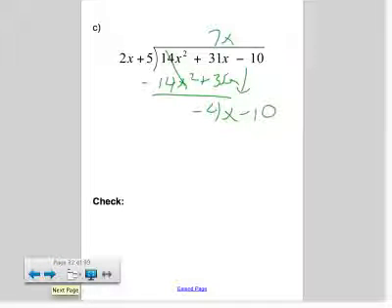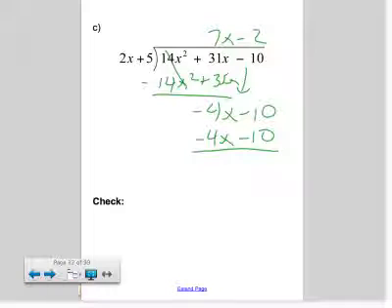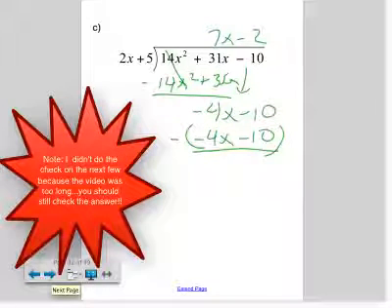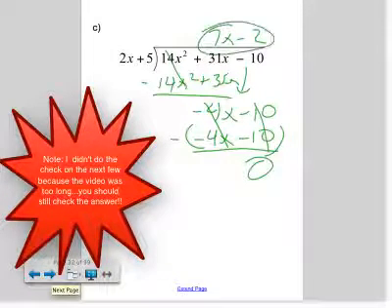2x goes into negative 4x negative 2 times. So I get negative 4x. And then negative 2 times positive 5 is negative 10. Okay, subtract these two things. Negative 4x minus negative 4x cancels. Negative 10 minus negative 10 cancels. 0 is my remainder. There's my quotient, like part D.